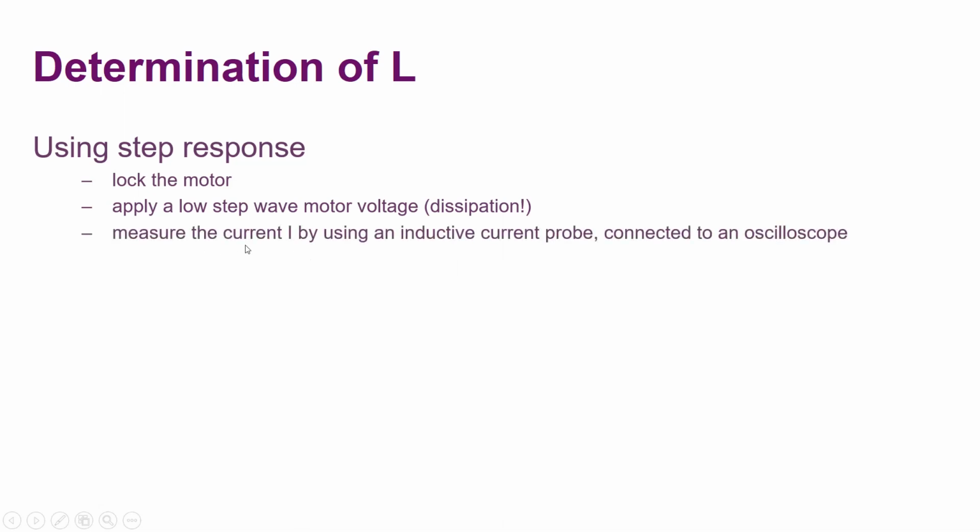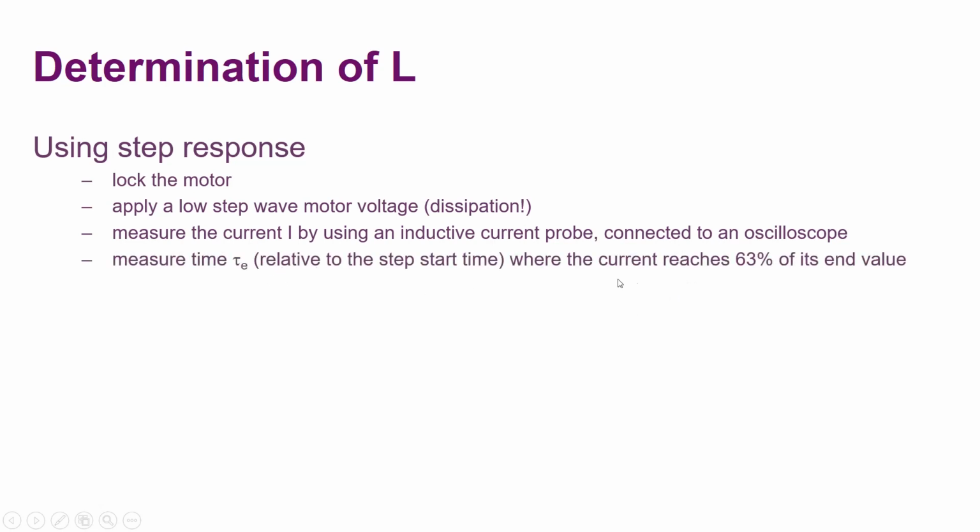Now we are going to measure the motor current, and we do that by using an inductive current probe and connecting that current probe to an oscilloscope, and we get a current wave on that oscilloscope. Again, we look at the 63 percent point of the current with respect to its end value. At that 63% point, we can measure the time, and that equals the time constant tau. Remember, it has to be relative to the step time where the current starts rising.